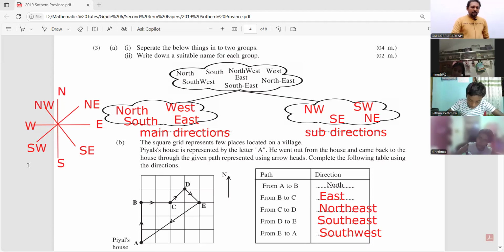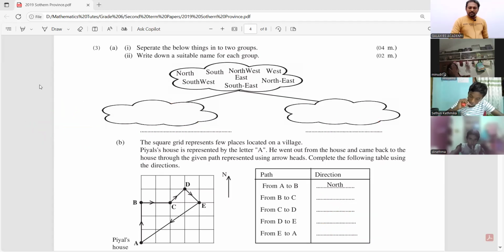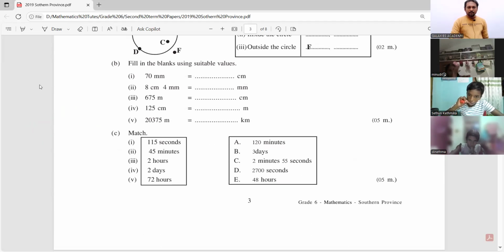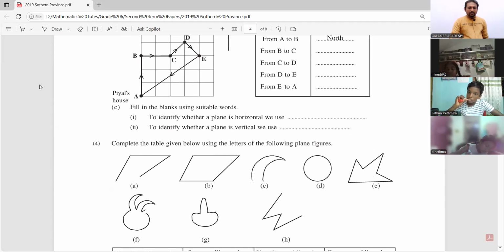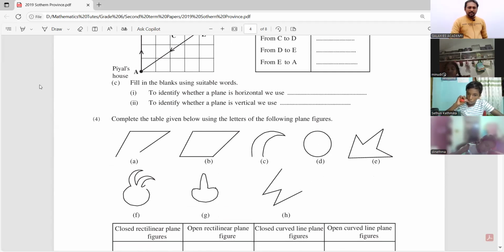Right, then let's go to simple C part. It is the last part of the third question. Simple C part given, filling the blanks using suitable word. First part, to identify whether a plane is horizontal, we use horizontal.